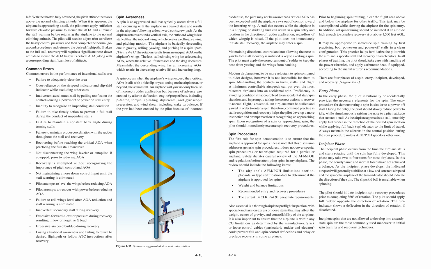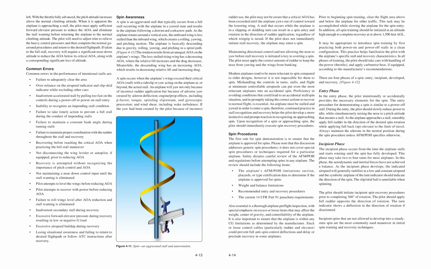Figure 4-12. Entry phase. In the entry phase, the pilot intentionally or accidentally provides the necessary elements for the spin. The entry procedure for demonstrating a spin is similar to a power-off stall. During the entry, the pilot should slowly reduce power to idle, while simultaneously raising the nose to a pitch attitude that ensures a stall. As the airplane approaches a stall, smoothly apply full rudder in the direction of the desired spin rotation while applying full back, up, elevator to the limit of travel.